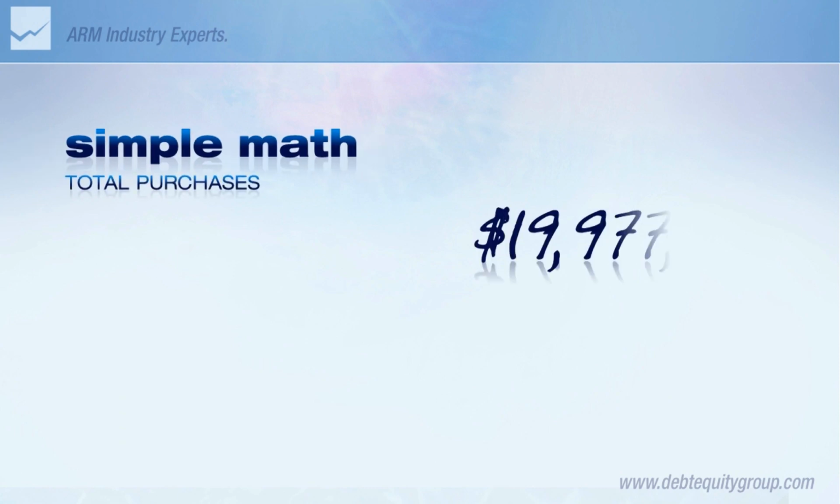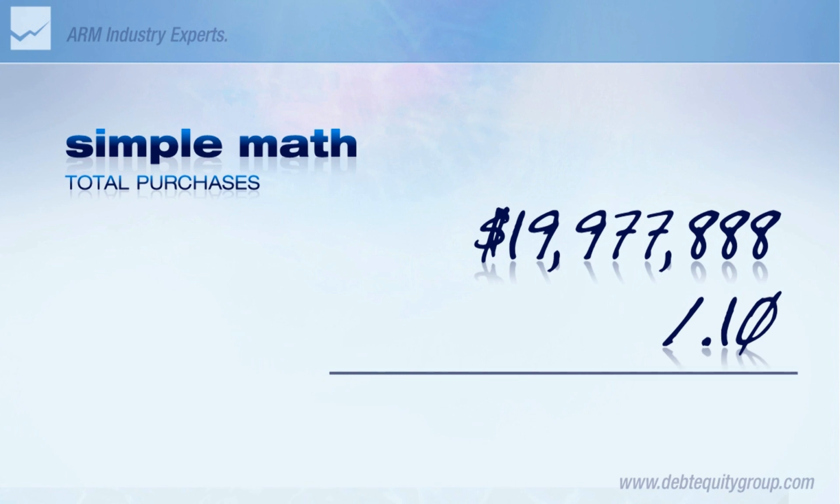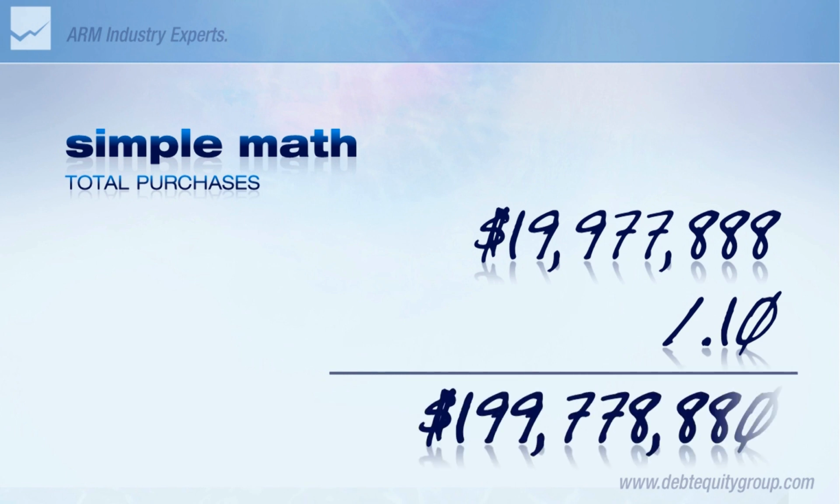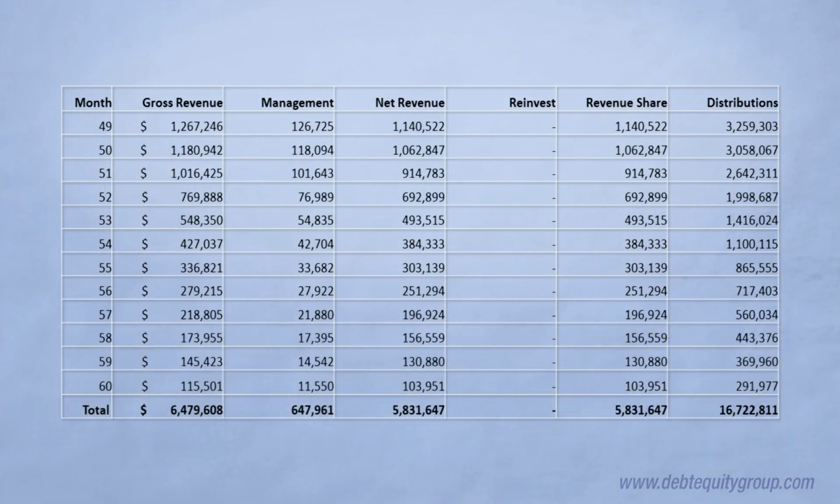To date, we've spent just shy of $20 million on inventory, so using the same math as before, we've ostensibly purchased assets with a face value of about $200 million. Back to year 5 here. We've amassed a large pool of assets that are now under management. We're going to distribute all net revenue and discontinue purchasing new inventory. Over the course of the first year of doing this, we distribute $5.8 million in revenue share, as well as an additional $16.7 million in total dividends.